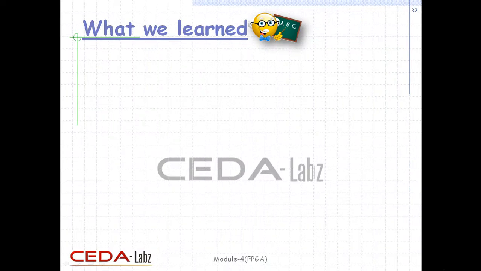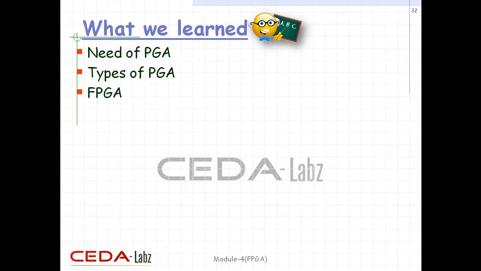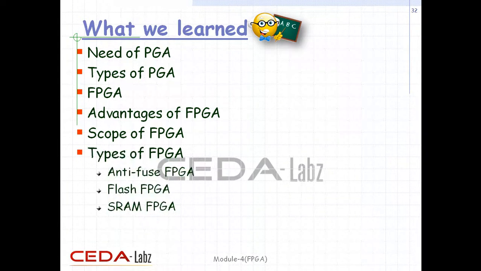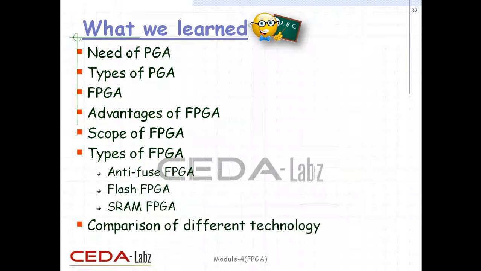In this tutorial, we discussed the basics of FPGA. Initially, we studied about PGAs and why they were needed. Then, we studied its types, MPGA and FPGA. And then we went into the detail of FPGA. Further, we got to know its advantages and its scope. Moving on further, we studied types of FPGA. And then we compared these different technologies under various aspects.